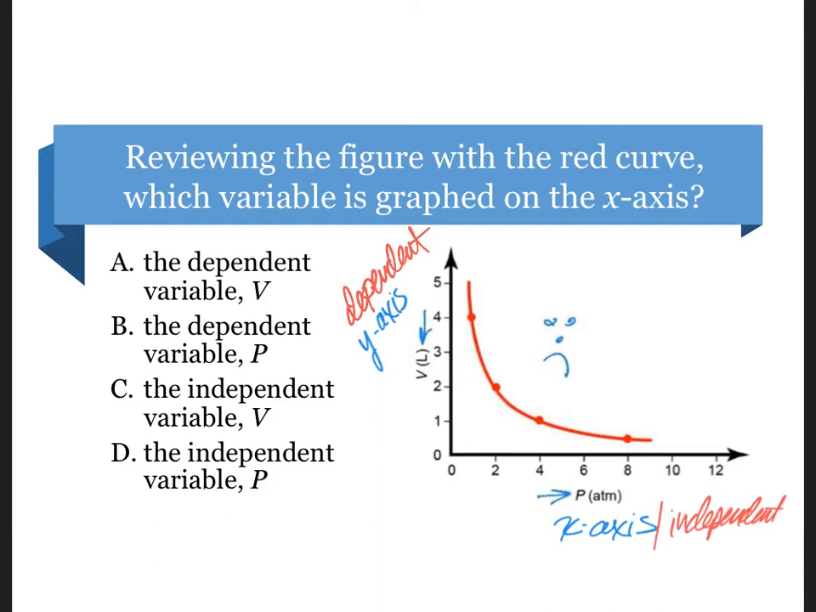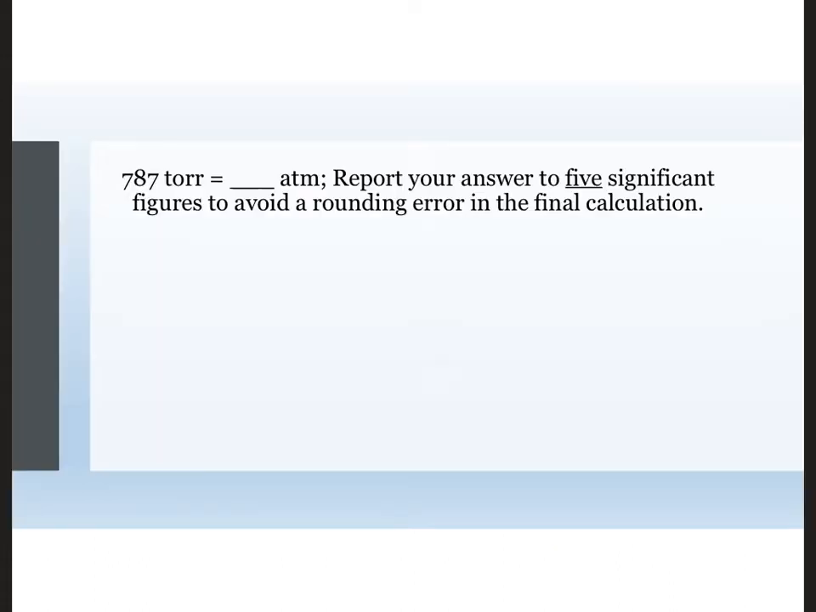So the best answer here, we're looking for independent variable, so that gets rid of everything that says dependent. And then we notice that the pressure is the independent variable, so D was the best answer there.